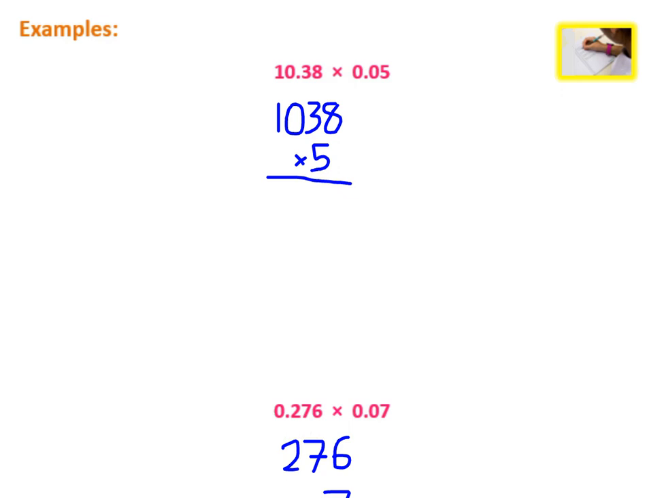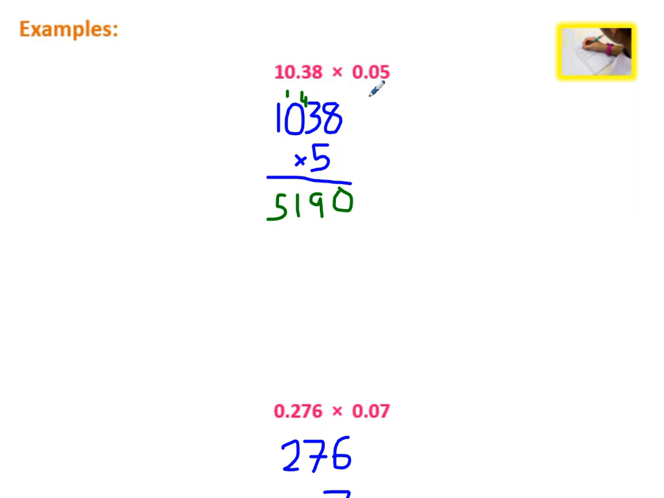Alright, hopefully you've paused and you've tried it yourself first. And now you're just checking your answers. So 10.38 times 0.05 you write as 1038 times 5. You ignore the decimal to start with. 8 5s are 40. Carry the 4. 3 5s are 15 plus 4 is 19. Carry the 1. 0 5s are 0 plus 1 is 1. And 1 5 is 5. So we've got 5190. And count how many dp are in the question.